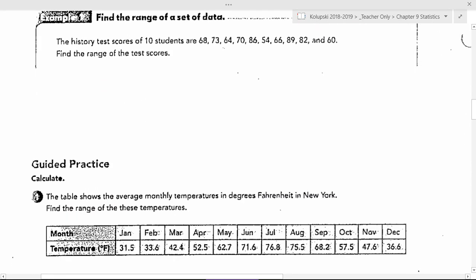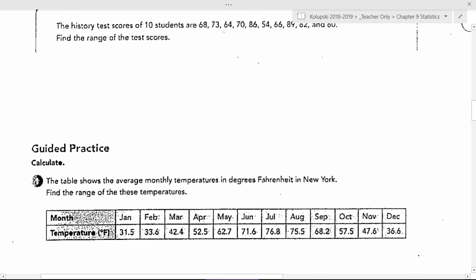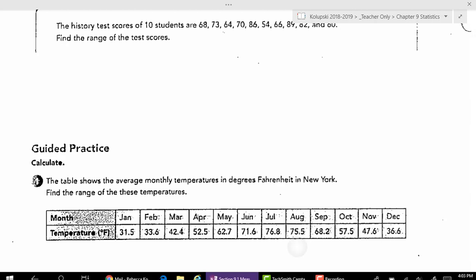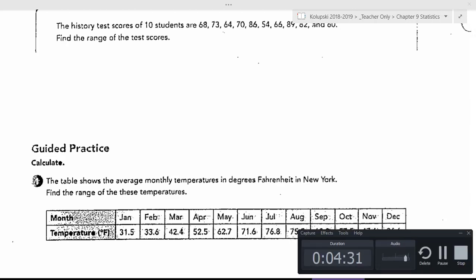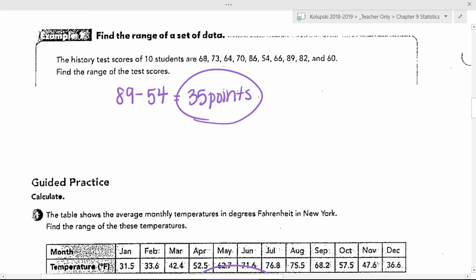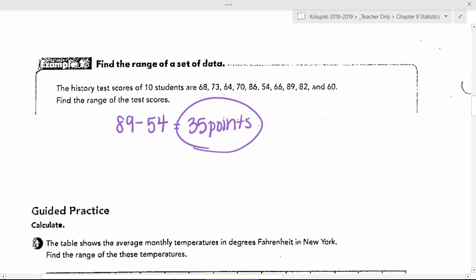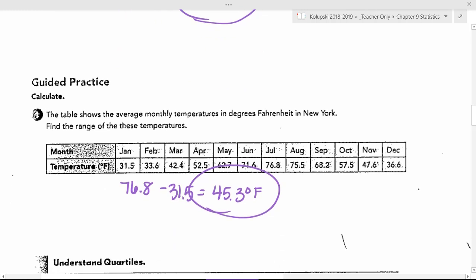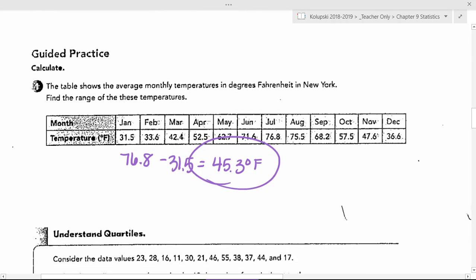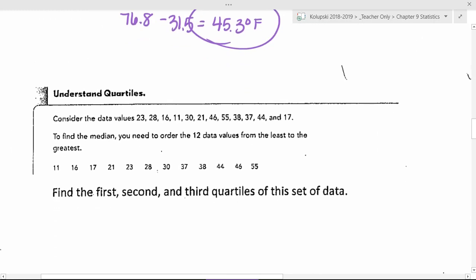There are 2 questions on the next page that have you just finding the range. Go ahead and pause the video and figure out those range values. So for the first one, you should have gotten 35. And for the second one, you should have gotten 45 3/10. Now, make sure your degree symbol is nice and small so that it doesn't look like a 0.